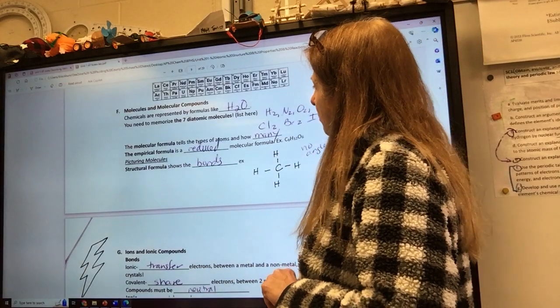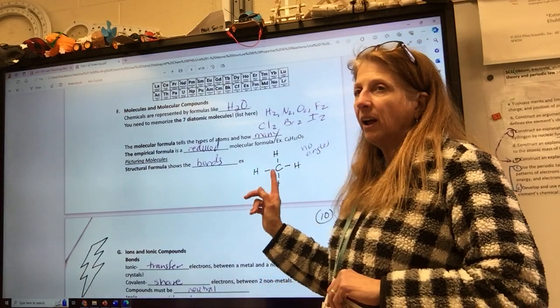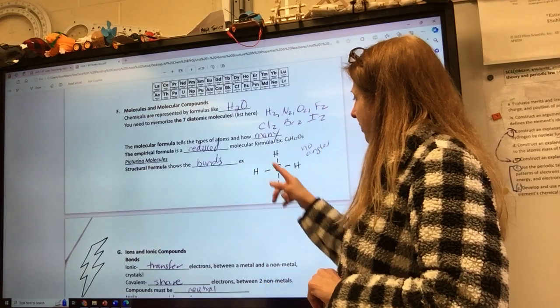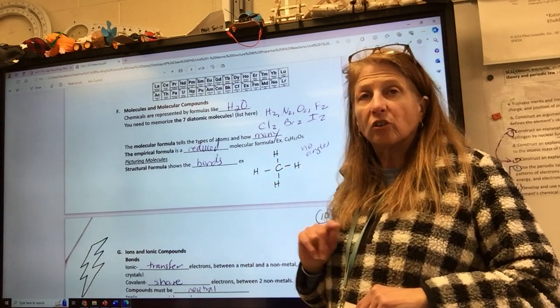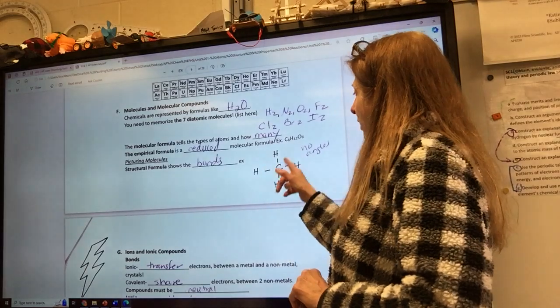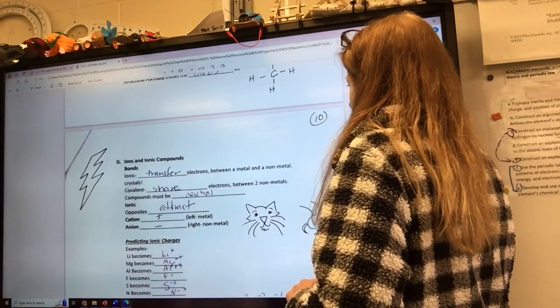Now, picturing molecules, there is a structural formula that shows the bonds, but not the angles. So like methane doesn't really make a plus like this. It makes a tetrahedral. Remember that from honors? So you don't reflect that in a structural formula usually, okay?